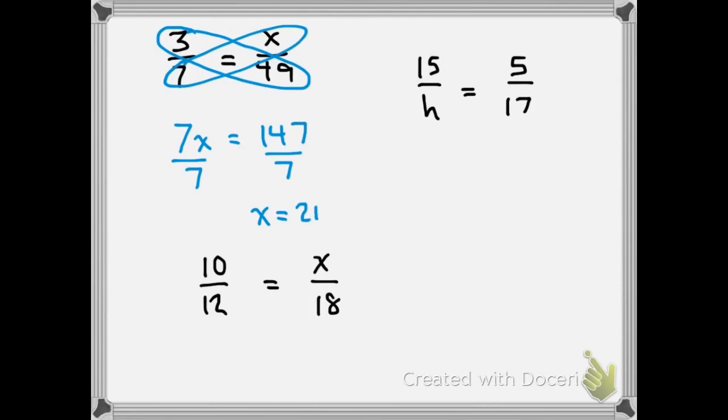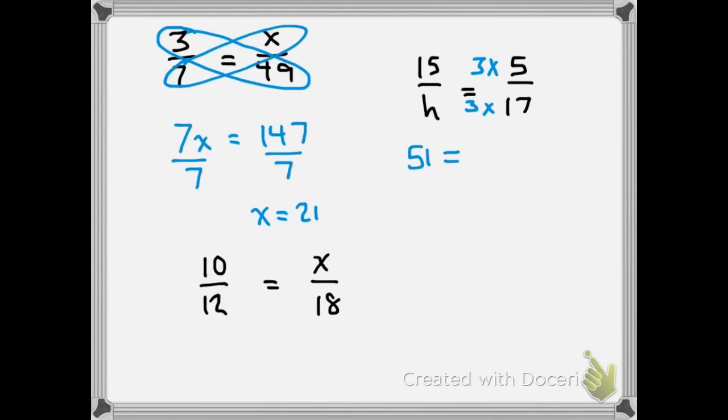Okay, for our next one here, it's slightly different. If you notice, our variable is now on the left, but we can do the same process. So we have 5 times 3 does give us 15. So we could simply do 17 times 3, which is 51. All right, so we know that our x equals 51, or in this case is h.